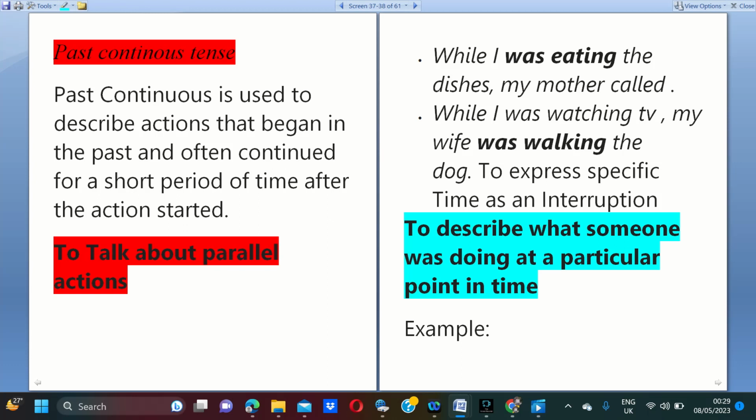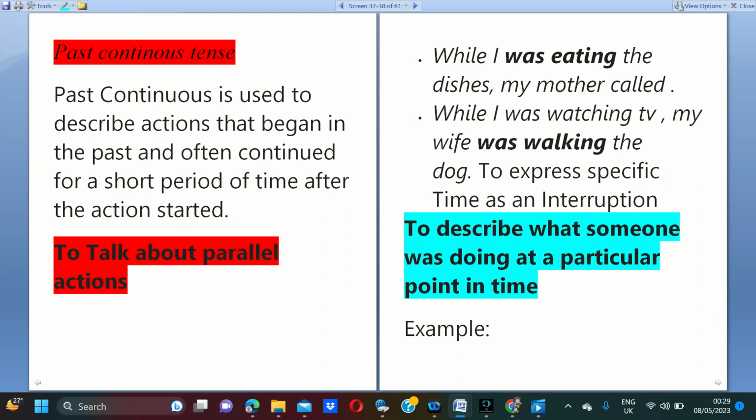So see, past continuous tense is useful to talk about parallel actions. Example: when I was eating dishes, my mother called me. They both happened simultaneously at the same time. When I was watching TV, my wife was cooking dinner. Something you can understand.